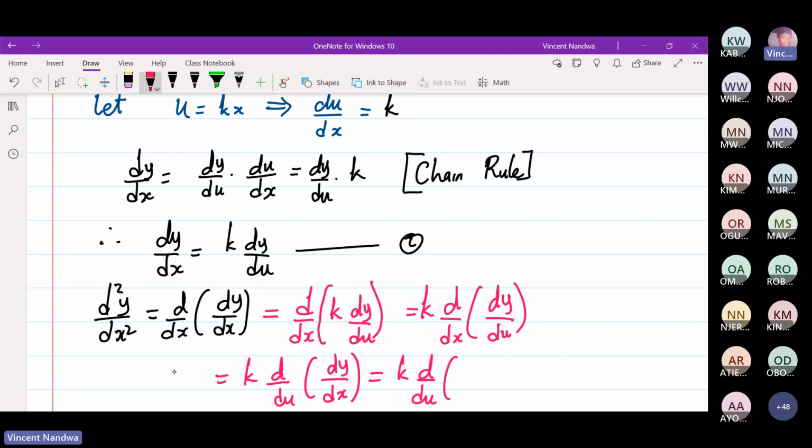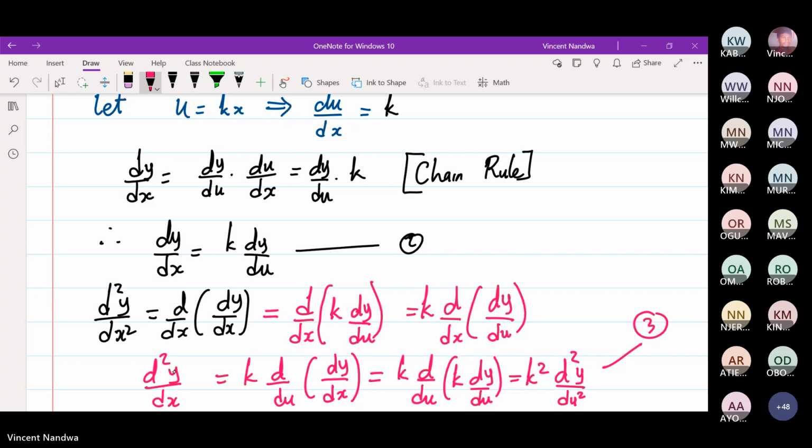The place where you have dy dx is still k dy du. And when I factor out the k, I'll have k squared d squared y du squared. So I can call this one 3. This is the expression for the second derivative of y with respect to x in terms of the new variable u.